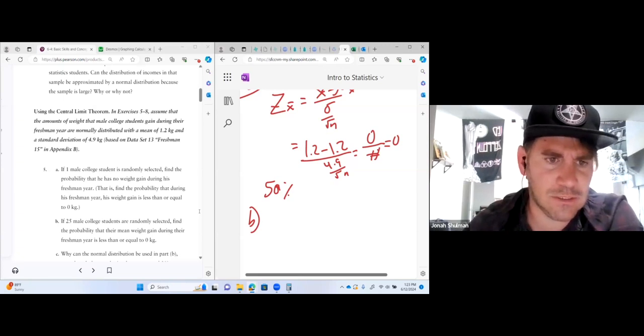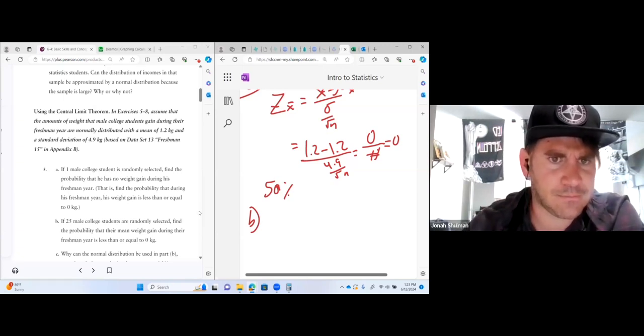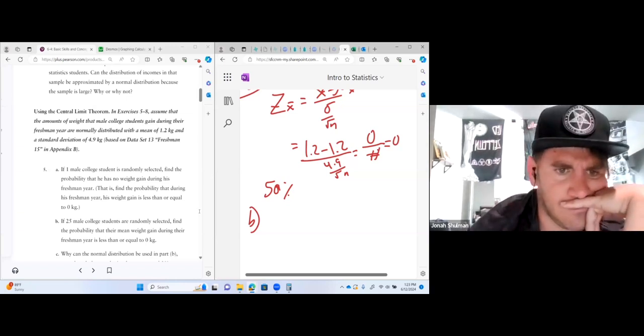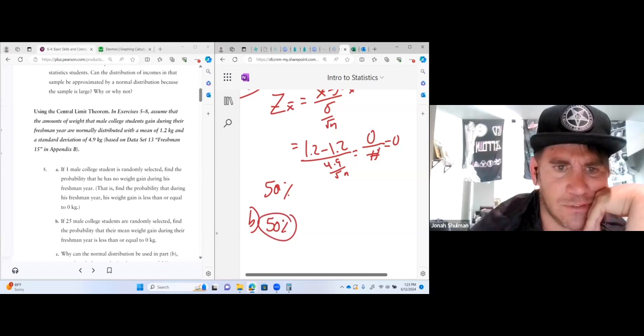25 are randomly selected. This is less than 30, but it says it's normally distributed, so we can do it. Find the probability that it is less than or equal to 0. I believe this is also going to be 50% for B.